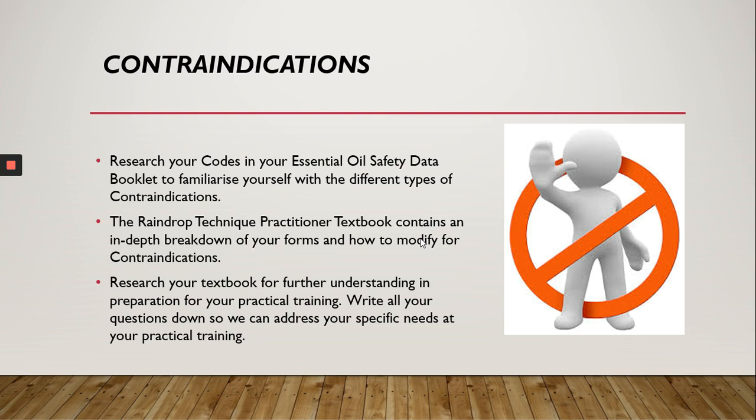Now, a word on contraindications. I want you guys to research the codes in your essential oil safety data booklet so that you can familiarize yourself with the different types of contraindications. You will see a code that relates to someone who is on blood thinning medication. You will see codes relating to people who are on high blood pressure medication or have high blood pressure. You will see contraindications for age groups of people. You will see codes pertaining to contraindications regarding pregnant women. So I want you to familiarise yourself.